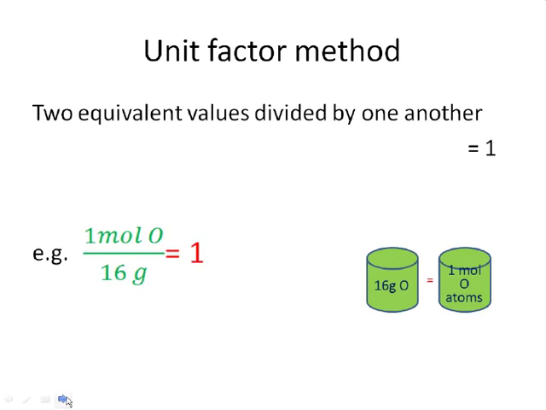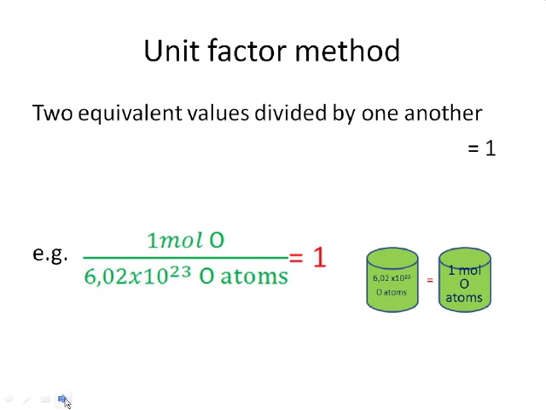1 mole of oxygen atoms has a mass of 16 grams. We can see this from the periodic table. The molar mass of oxygen is 16 grams per mole. Therefore, dividing 1 mole of oxygen by 16 grams equals 1. 1 mole of oxygen atoms is 6,02 times 10 to the power 23 oxygen atoms. They are synonyms. They mean the same thing. Therefore, dividing one by the other equals 1.